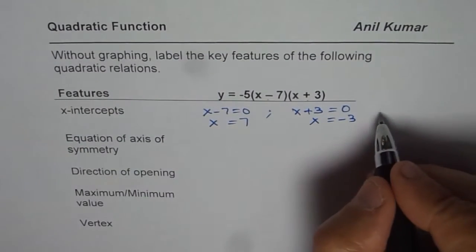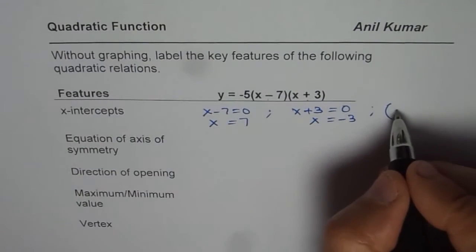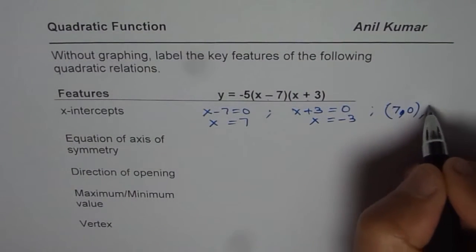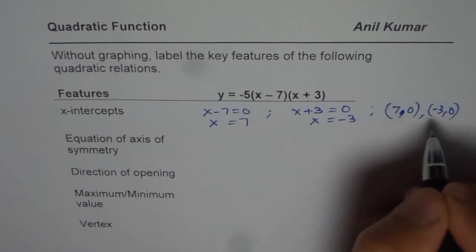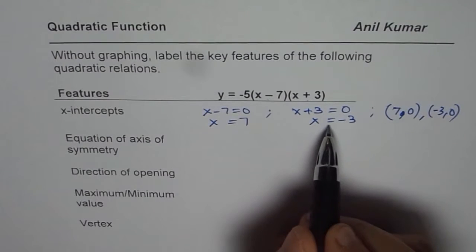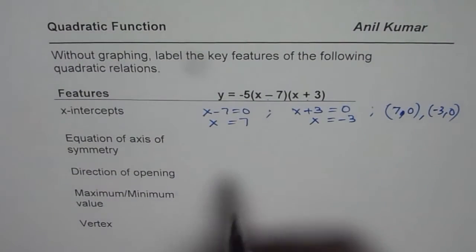So the x-intercepts here, you can write clearly, are 7 as the x value, y value 0. The other one is at minus 3, 0. Or you can say the x-intercepts are at x equals 7 and x equals minus 3, right? So you can straight away read them from the equation.